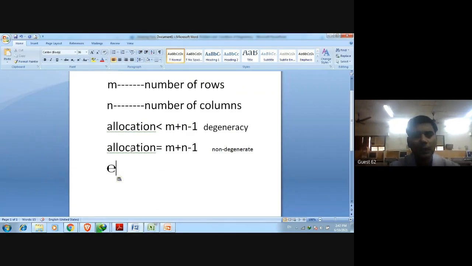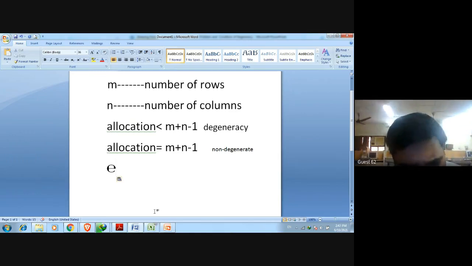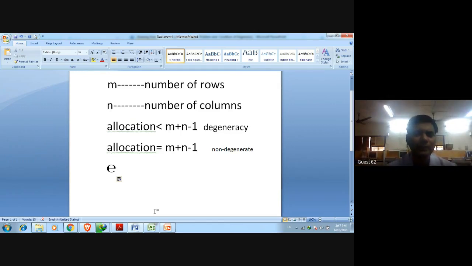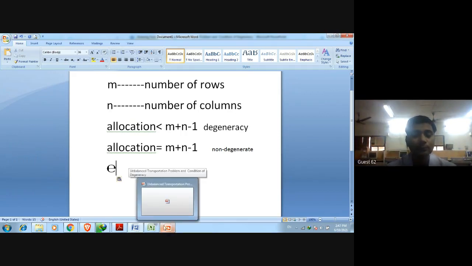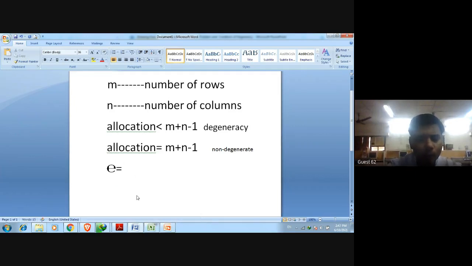You can say E or epsilon or delta. You can introduce any number, any symbol according to your convenience. Most of the books have either E or epsilon, or in some books delta also, just like a triangle. Suppose this is very small.